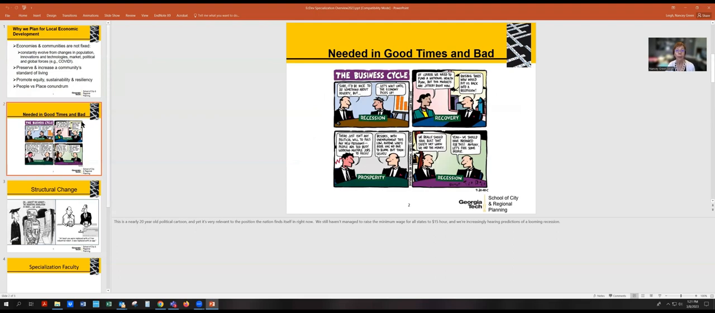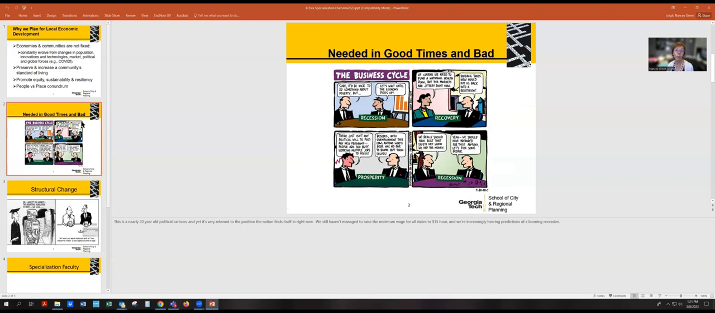So economic development planning is also needed in good times and in bad times. This cartoon I really love. It's about 23 years old at this point, but it sounds like it could have been published yesterday. So there's something called the business cycle, and we've got folks saying we're in a recession or we're going to slide into a recession.